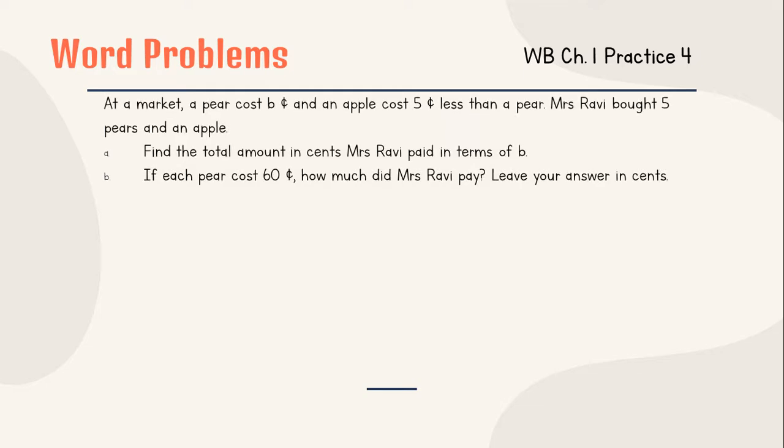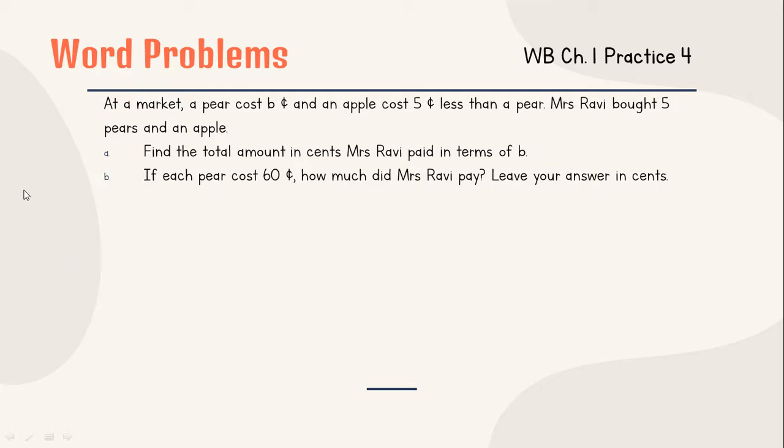At the market, a pear costs B cents and an apple costs 5 cents less than a pear. It means that a pear costs B cents. We do not know how much a pear costs, and then an apple costs 5 cents less than a pear. It means that this apple is cheaper than this pear. Mrs. Ravi bought 5 pears and an apple. A. Find the total amount in cents Mrs. Ravi paid in terms of B.